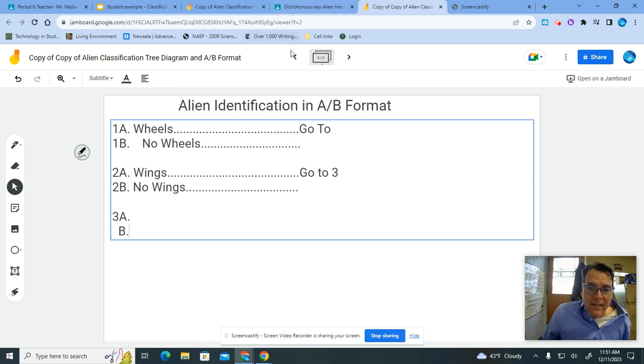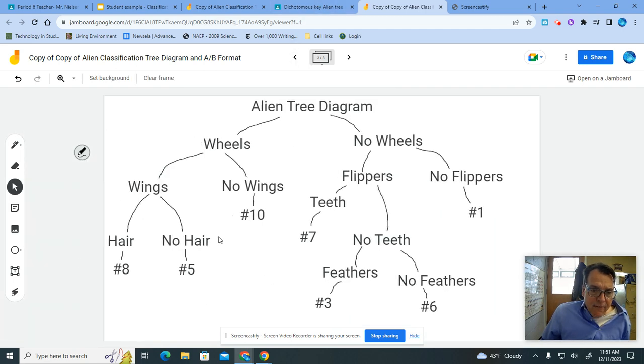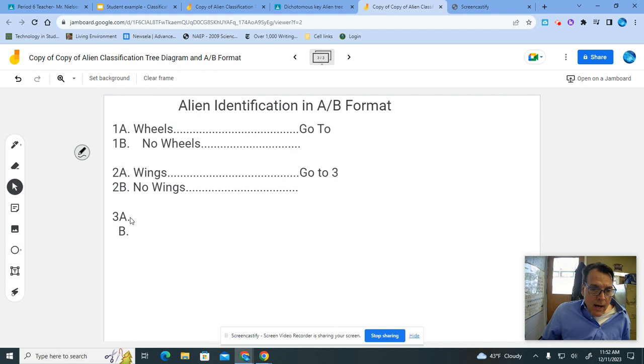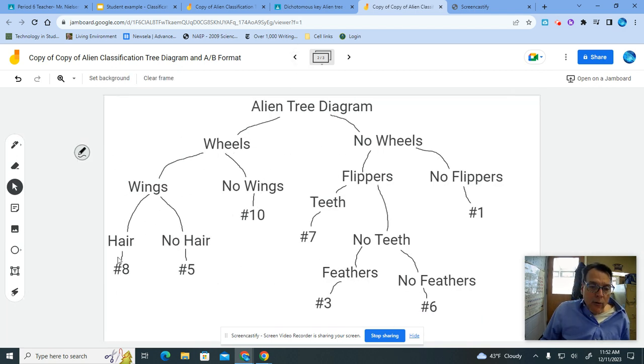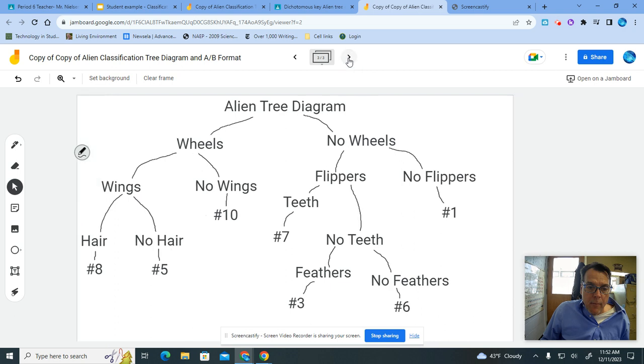You might be able to easily tell how to fill this in as you're going. It might be intuitive to you. But if you had a lot of organisms, it eventually would not become intuitive and would be very difficult. So it's good to be able to stick to the method of working with one group at a time. So we have hair and we have no hair. In the hair group, we have number 8, and then no hair, we have number 5. So we'll write number 8, number 5, and then we'll talk about where to go from there.